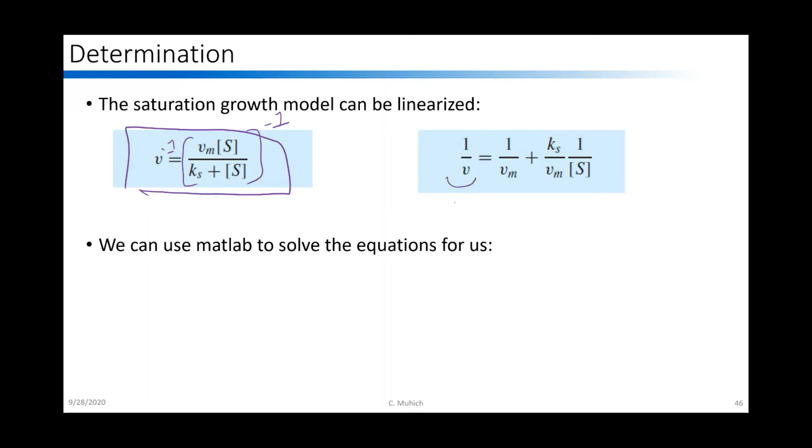Here's the idea. We're going to take this 1 over V and set it equal to our Y. We're going to take this 1 over S, and this is going to be our X. So in essence, this Ks over Vm is my slope, and this 1 over Vm is going to be my intercept. All right, I'll see you over in Matlab, and we'll see this in action.